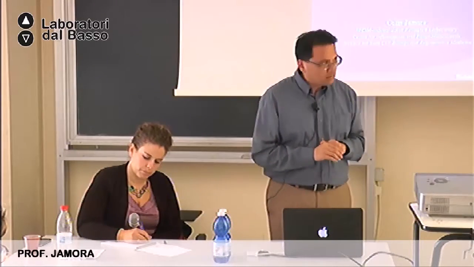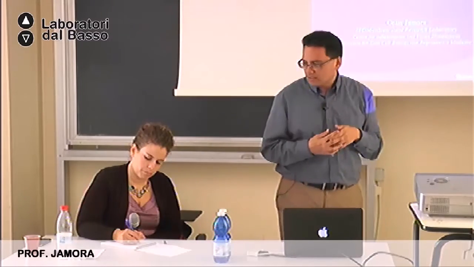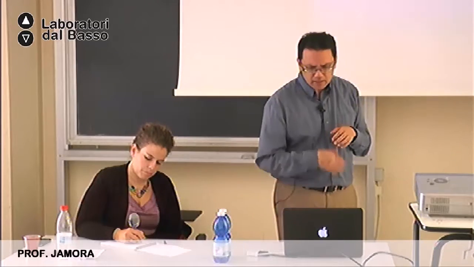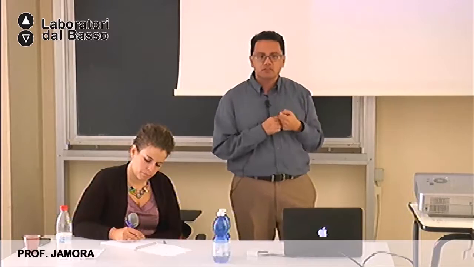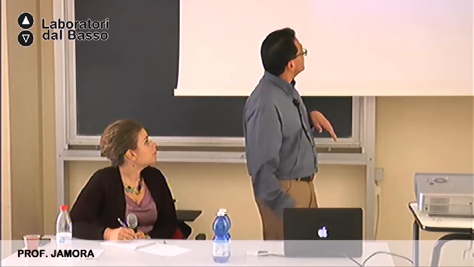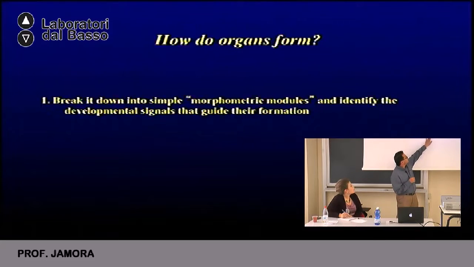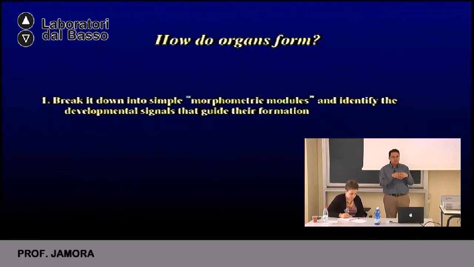Okay, so you know, this is actually quite a big topic. How do you understand organ development? So essentially, the question can be, how do you understand how organs form in the first place, right? And so one method that people have used is basically to break it down into simple, what's called morphometric modules, and identify the signals that guide their formation. So different types of building blocks or different structures that are used, right? So I'll go over that in more detail.